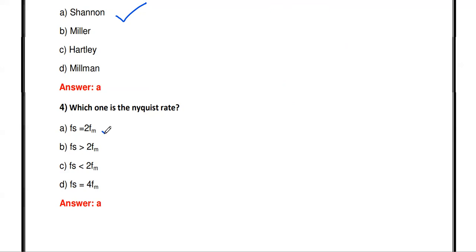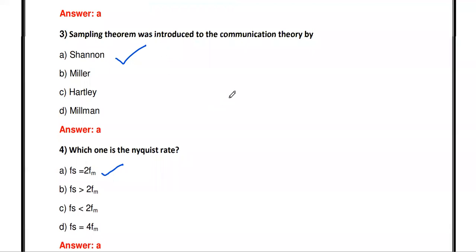So Fs is equal to 2 Fm. In order to satisfy the Shannon sampling theorem, the condition is that Fs, the sampling frequency, must be greater than or equal to 2 into Fm. This is the condition for the sampling process.